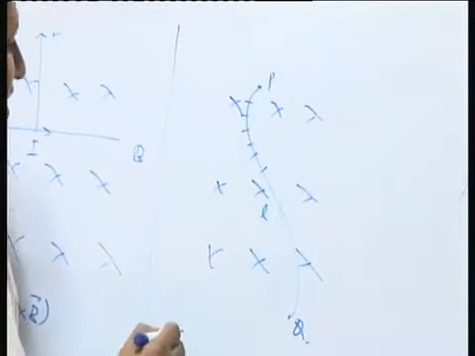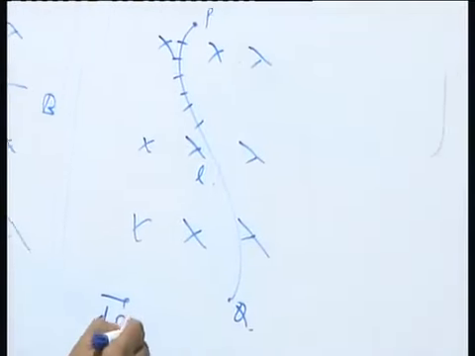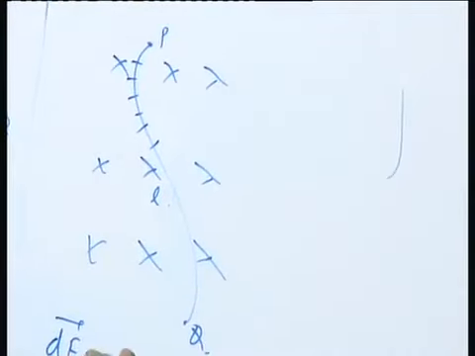So force on each element I can write as vector dF equals I into vector dl cross vector B. This is the force on only one element, but we are finding the force on this curved conductor. Therefore, we should integrate this.